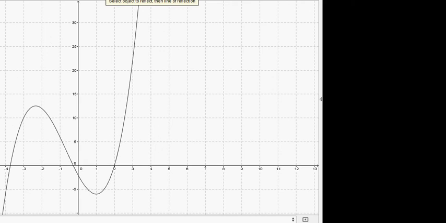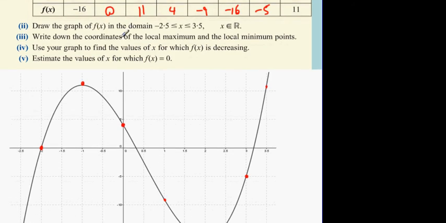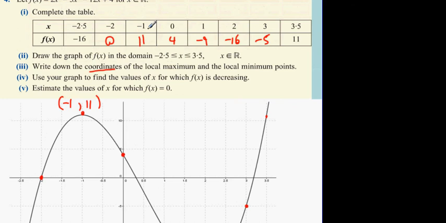Now, to do this, we're roughly doing the same thing, okay? Write down the coordinates. Now, what does coordinates mean, lads? The word coordinates means the x point and the y point for both of them. So what's the coordinates of the maximum? It's -1 and, anybody? 11, because we drew it on the graph, -1 and 11. What's the minimum?